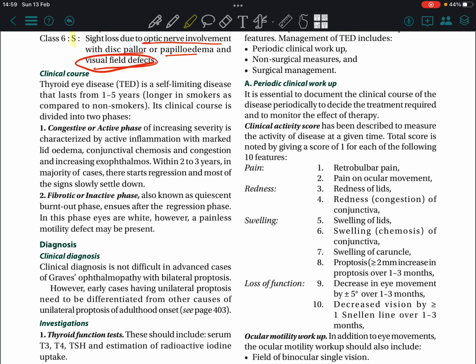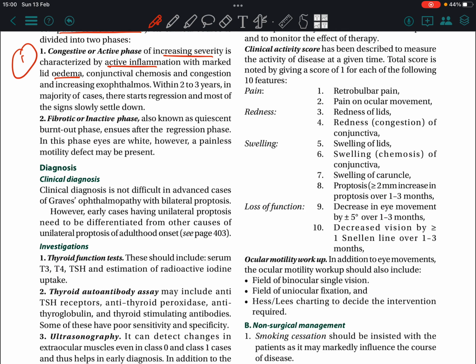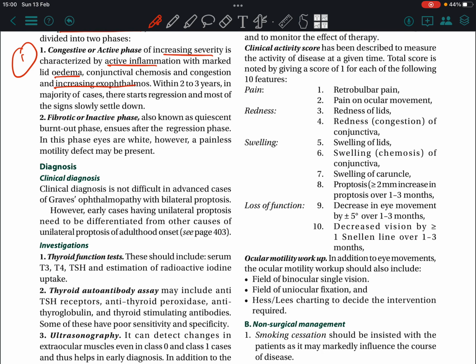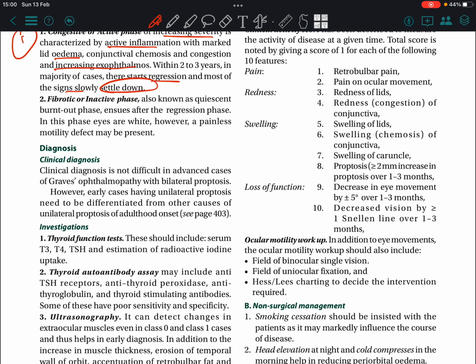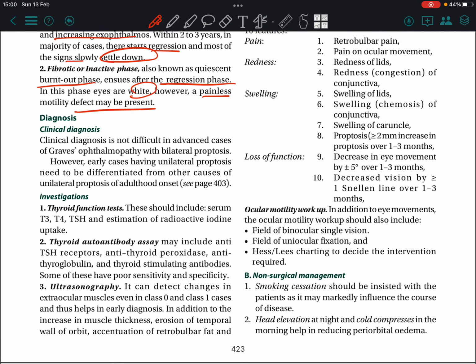Clinical course: it is a self-limiting disease and lasts over 1 to 5 years, longer in smokers compared to non-smokers. The clinical course is divided into 2 phases. The congestive or active phase of increasing severity is characterized by active inflammation with marked lid edema, conjunctival chemosis and congestion with increased exophthalmos. Within 2 to 3 years, in the majority of cases, regression starts. Most of the signs slowly settle down. The fibrotic or inactive phase, also known as the quiescent burnout phase, ensues after the regression phase. In this phase, the eyes are white, however, a painless motility defect may be present.